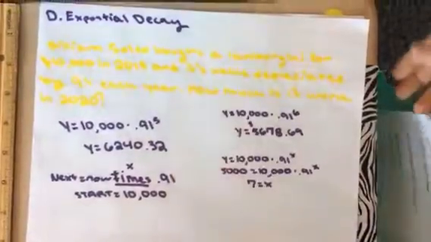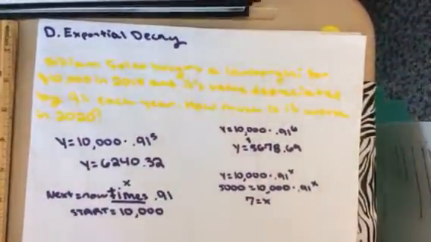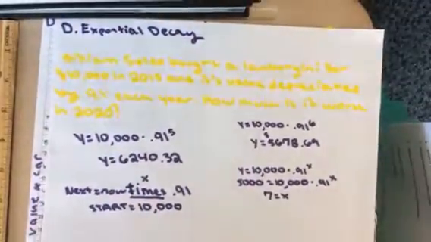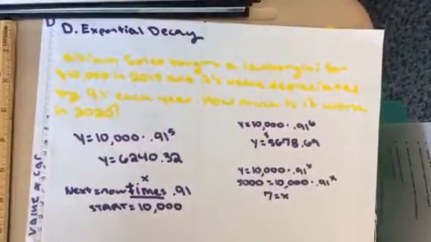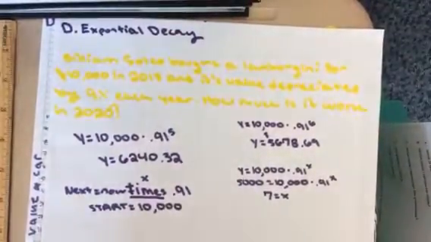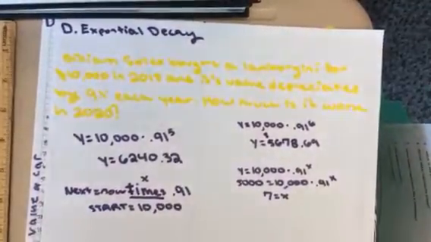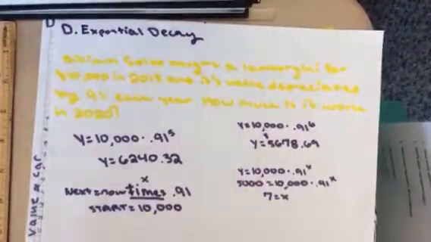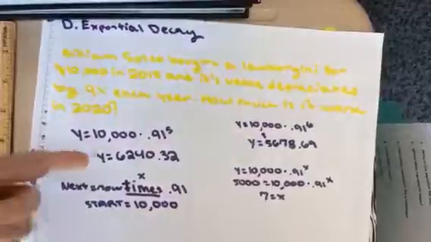Oh yeah, so this is exponential decay. And so in this, William Solio bought a Lamborghini for $10,000 in 2015, and its value depreciated by 9% each year. So how much would it be worth in 2020? Well, it'd be worth $6,240.32 because of our equation, which solved it.